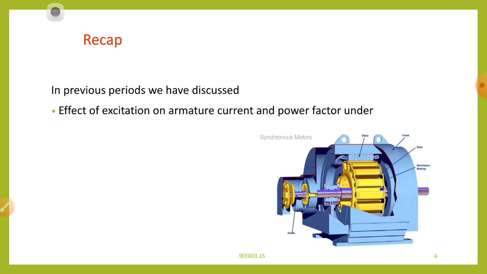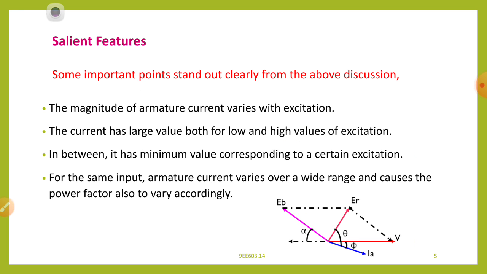Let us recall what we have seen in previous classes. In previous periods, we have discussed the effect of excitation on armature current and power factor theoretically. The armature current and power factor of this motor change by excitation of the rotor DC supply; under normal excitation, under excitation and over excitation we have seen.